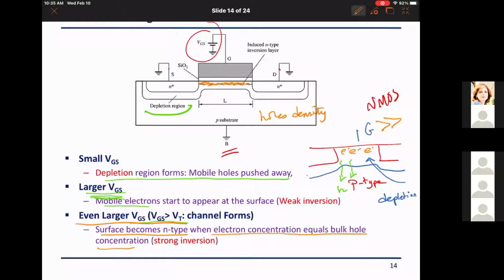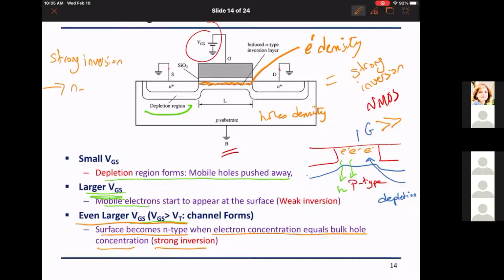When the density of the electrons here becomes equal to the density of the holes, we call this strong inversion. It means I have flipped the P-type into fully N-type material, and I get the N-channel. So with strong inversion, the N-channel forms.